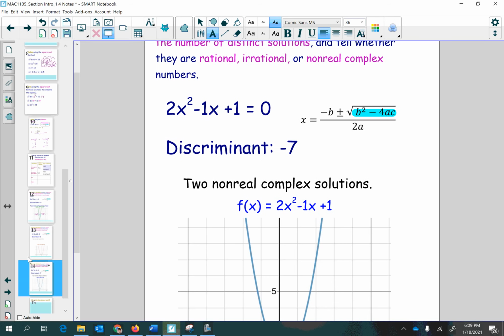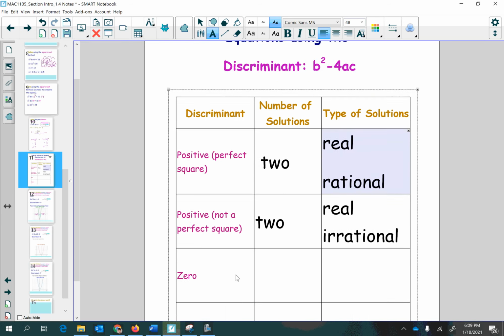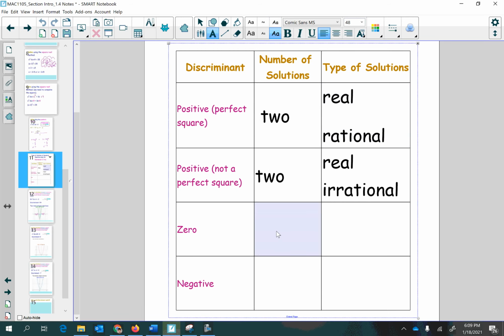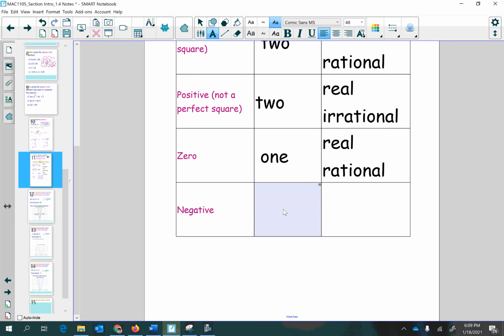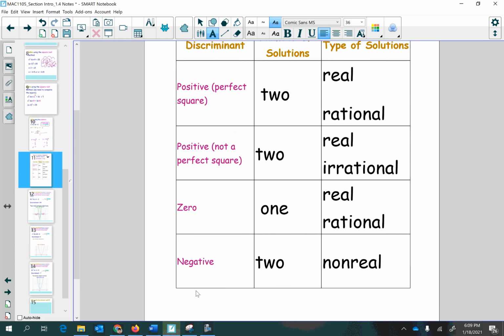So that's, or no real solution, I should say, but there are non-real, imaginary solutions for it. So back to our table here, we found that with 0, we had only one real rational solution since all the square roots went away. And if it's negative, we have two distinct solutions, but they are non-real. So what did we just learn?